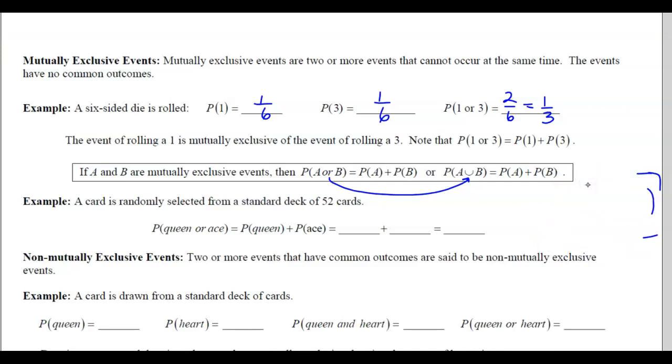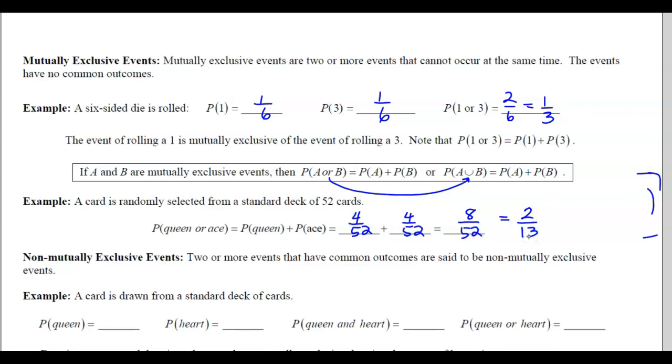A card is randomly selected from a standard deck. Probability of a queen or an ace. That's mutually exclusive. You can't draw a queen and an ace at the same time, right? That's like the number on the card. So the probability of a queen plus the probability of the ace will give you the total. Queen, there are 4 out of 52 in a deck. Ace, there are 4 out of 52. So that's going to be 8 out of 52. And that reduces to what? 2 over 13.